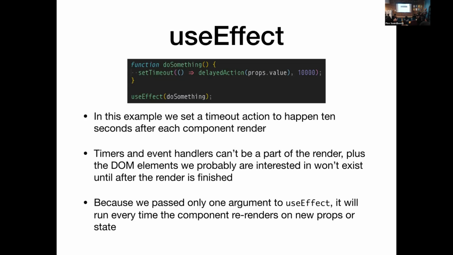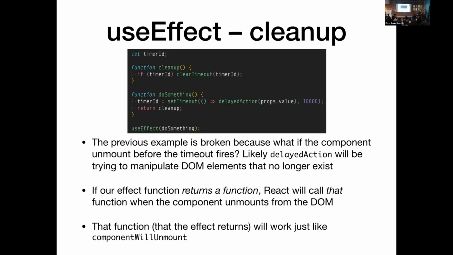Now, probably some of you have figured out what the problem is here. That code actually has a terrible bug in it, because what if React renders a component, calls our useEffect, we call that function, we set the timer, 10 seconds later we want to do something with the DOM, and then the user clicks on some other button, and that component unmounts, and something else happens. 10 seconds later, that setTimeout is going to fire, and it's going to try to touch something that no longer exists, and it's going to explode, right? And I've seen that happen a lot.